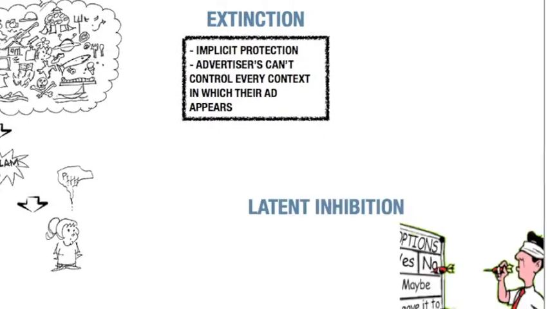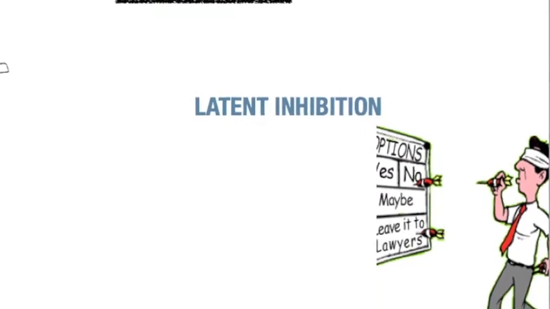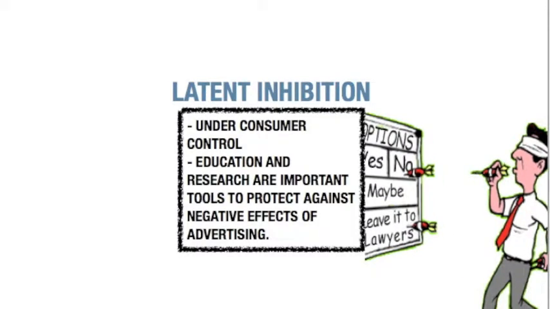To look at a protection method that is under consumer control, we turn to latent inhibition. Latent inhibition is a phenomenon in which a conditioned response does not occur or is harder to teach because of previous experience with the CS. In a 1987 study, Eleanor Stewart et al. demonstrated that subjects who had prior experience with a brand exhibited less positive emotions after a positive advertisement of the brand than subjects who had first seen the brand in the advertisement. This shows us that familiarizing oneself with a product will, ultimately, protect against negative advertising effects. In other words, education and research are important tools for consumers.